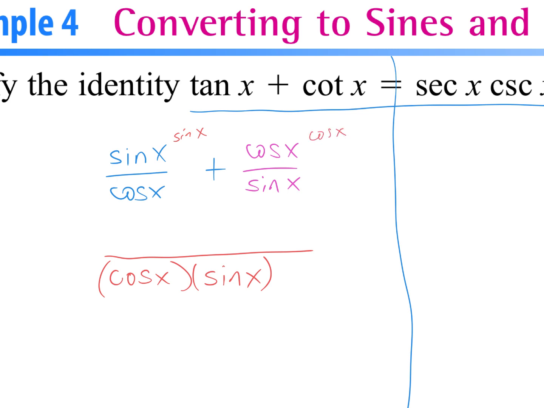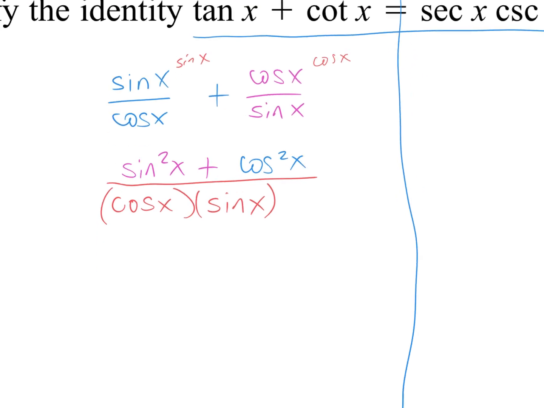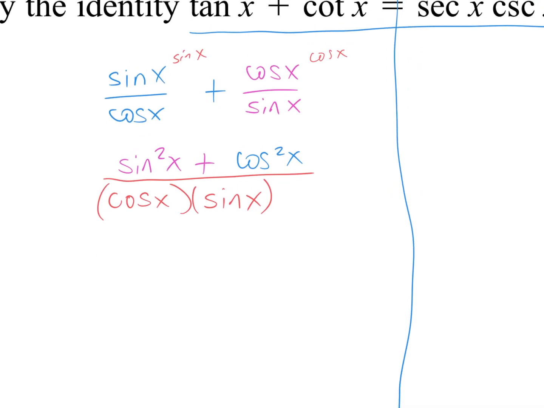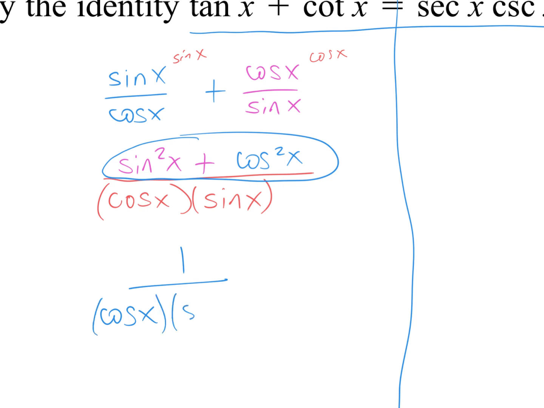So sine times sine is sine squared, good. Plus cosine times cosine is cosine squared. Well, I'll be darned. What does sine squared plus cosine squared equal? 1. I can take this whole thing and just make it a 1. So 1 over my cosine x times sine x. And we did a really good job here, guys.